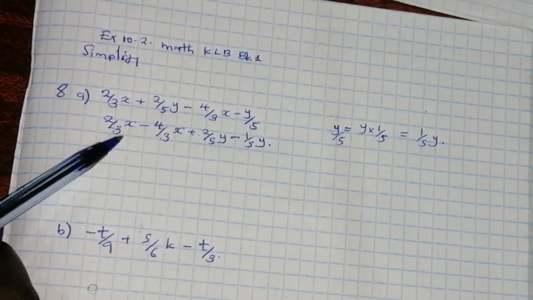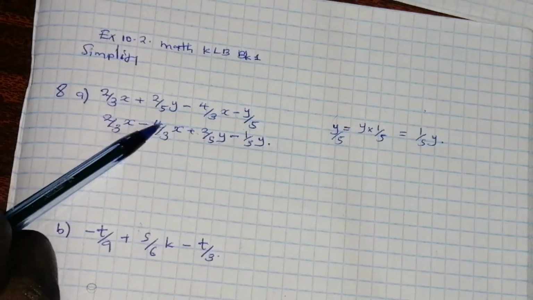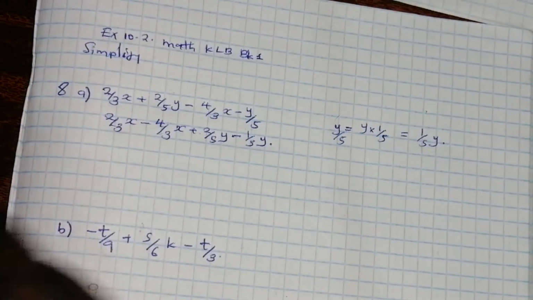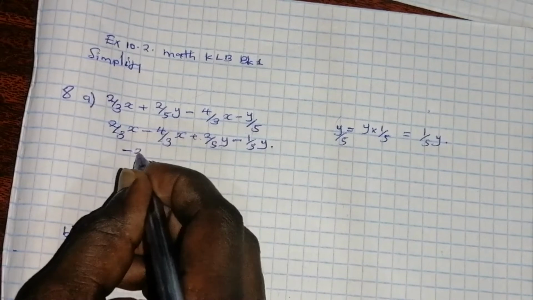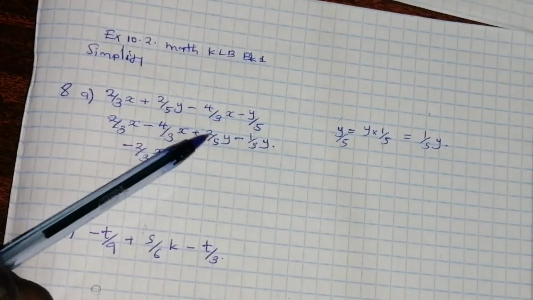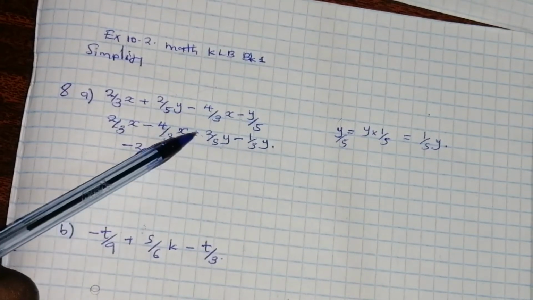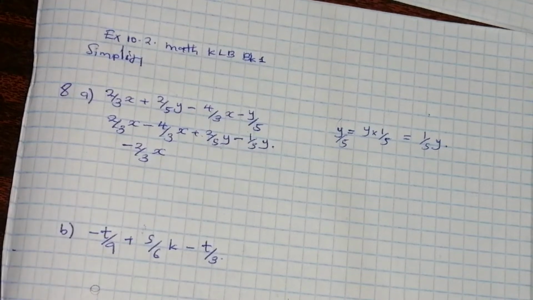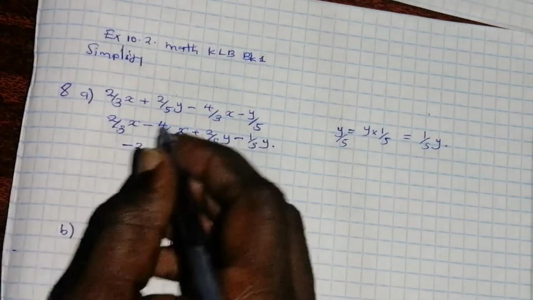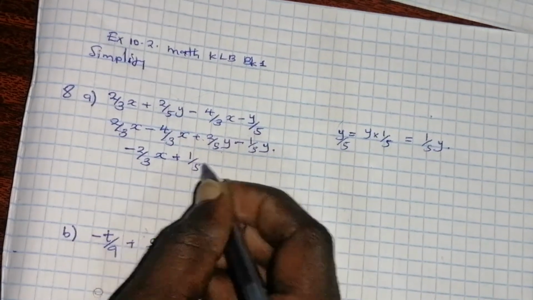3, the LCM are the same, so I just look at the numerator. So 2 minus 4 gives me negative 2. So I'll have negative 2 all over 3x. Then when I have positive 2, we still have the same numbers under the denominator. Positive 2 minus 1 is just equal to 1. So I'll have positive 1 all over 5y.